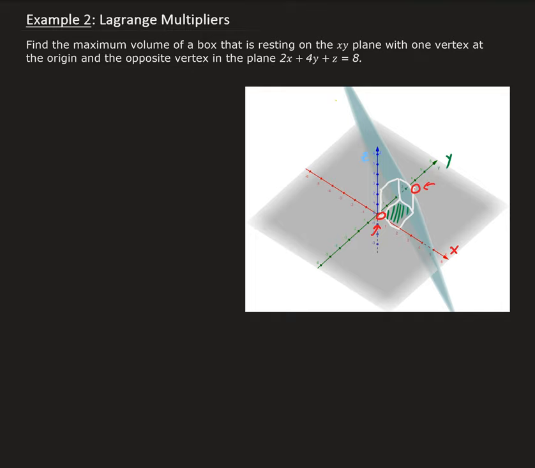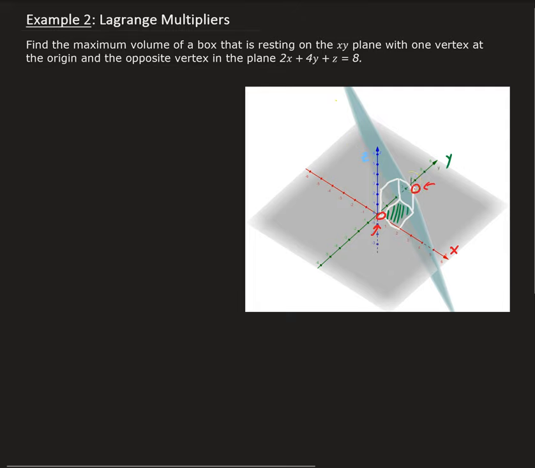So in this example, we want to find the maximum volume of a box that is resting on the xy plane with one vertex at the origin. And that's what you see here in the figure. So this is at the origin. We have our box here, and the opposite point is on the plane. The plane is given as 2x plus 4y plus z equals 8.